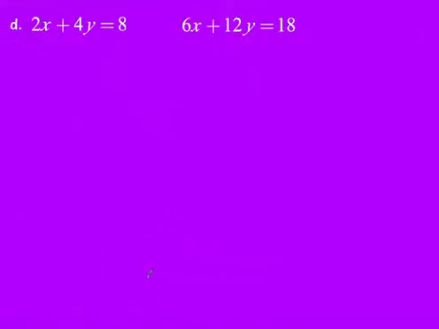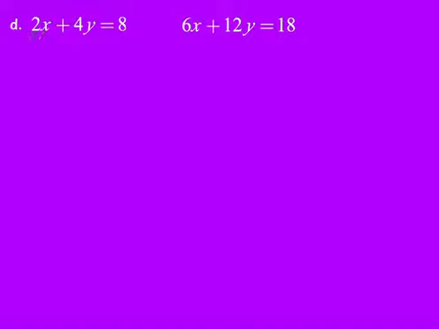B says 2x plus 4y equals 8, and 6x plus 12 equals 18. So for this particular example, neither one of our equations is written in slope-intercept form, which makes it difficult for me to see what the slope is. So the first thing I should do is try to get them to y equals mx plus b.